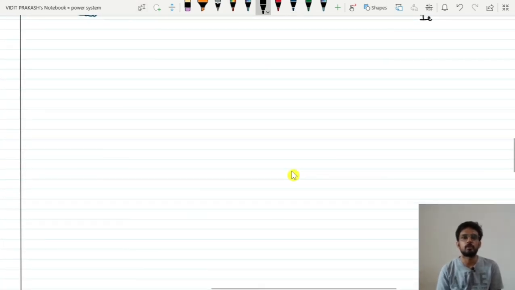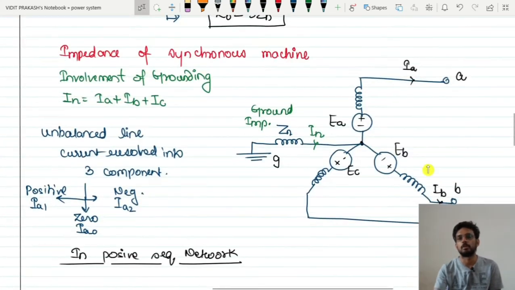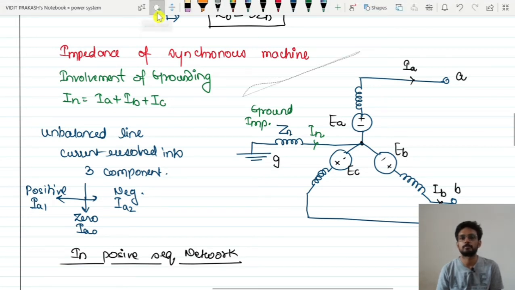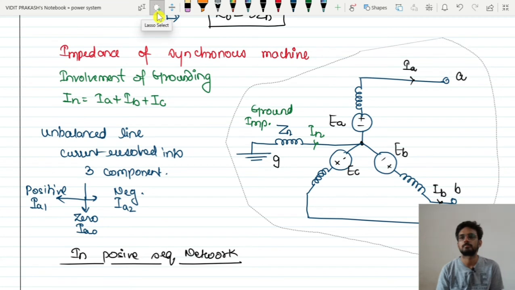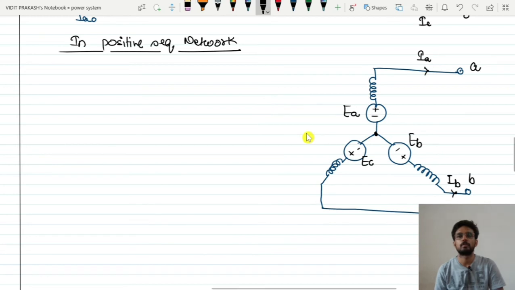Now in the positive sequence network, Zn does not appear in this machine. I'll copy this. So in the positive sequence current, Zn will not appear here. Here the current IN is equal to 0, so Zn will not appear.